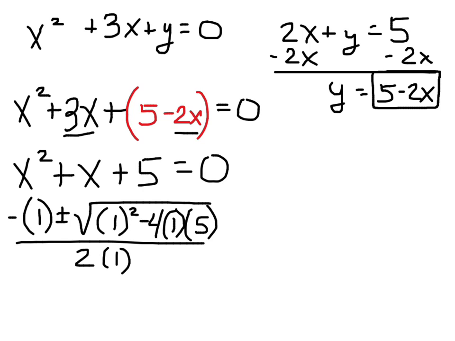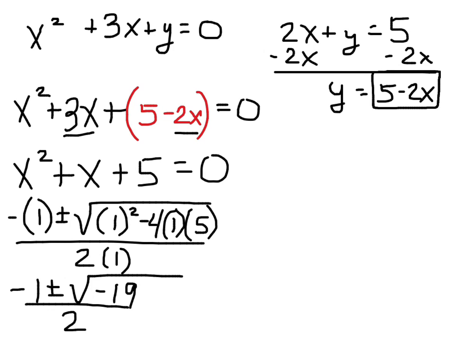A negative with a positive 1 makes that a negative 1 plus or minus the square root of. What's 1 squared? What's negative 4 times 1 times 5? What's 1 minus 20? Negative 19. Wah, wah, wah. Negative 19 is not real, is it? Which means what? They don't cross.